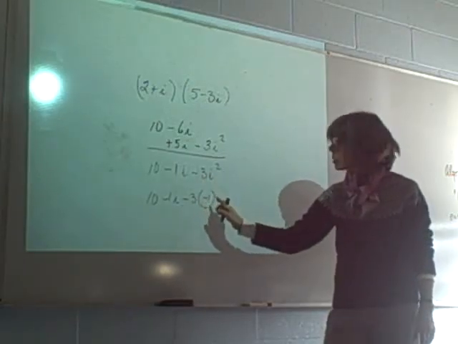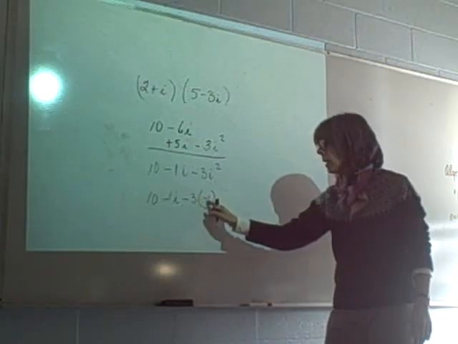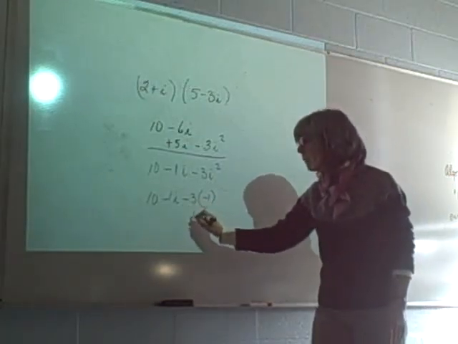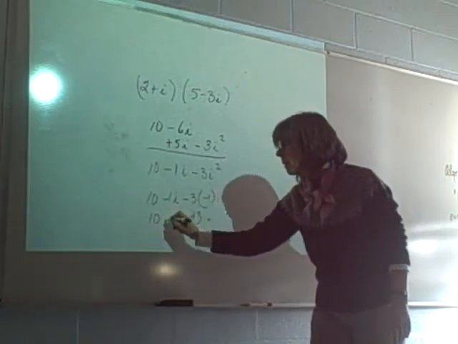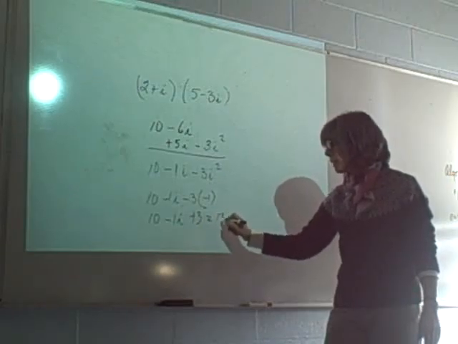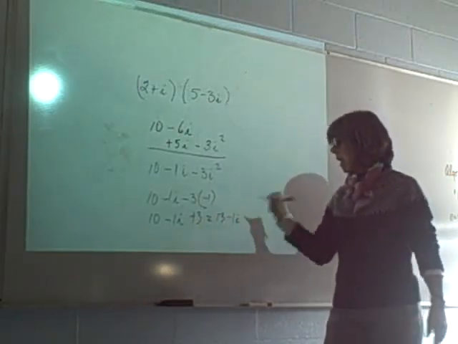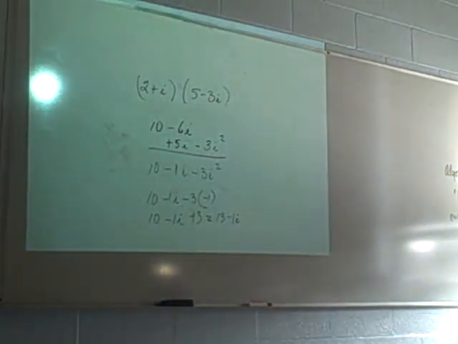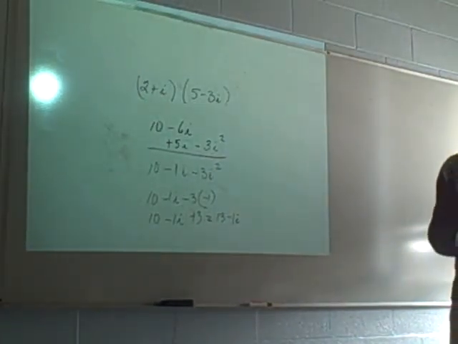This is multiplication. So if this is multiplication, a negative 1 times that negative 3 is a positive 3. So I have 10 minus 1i plus 3 equals what? 13 minus 1i. Okay, so be careful. That's a step that people make mistakes on.